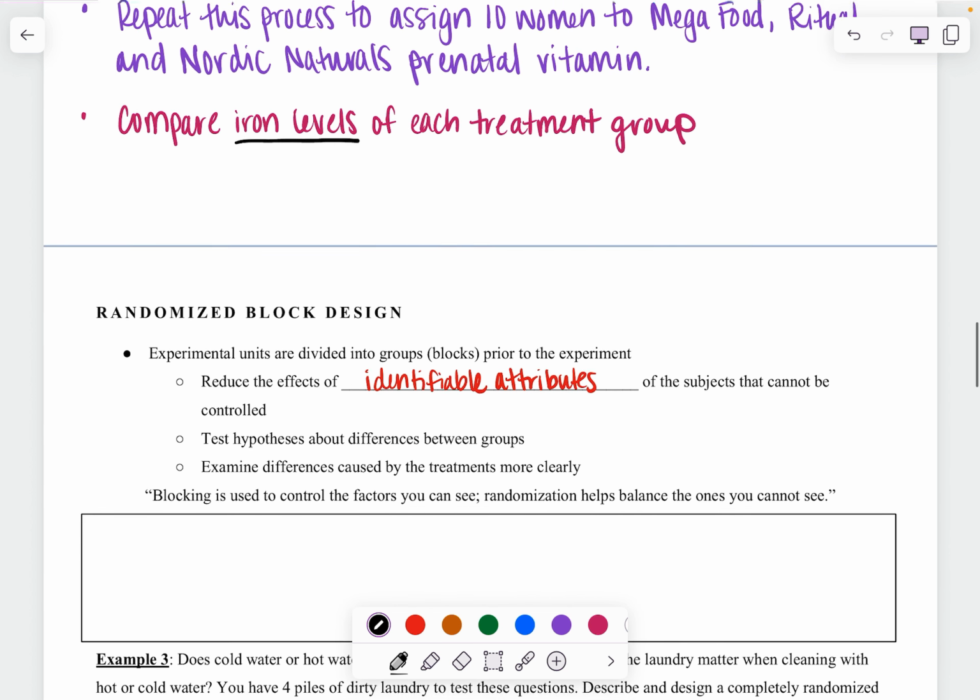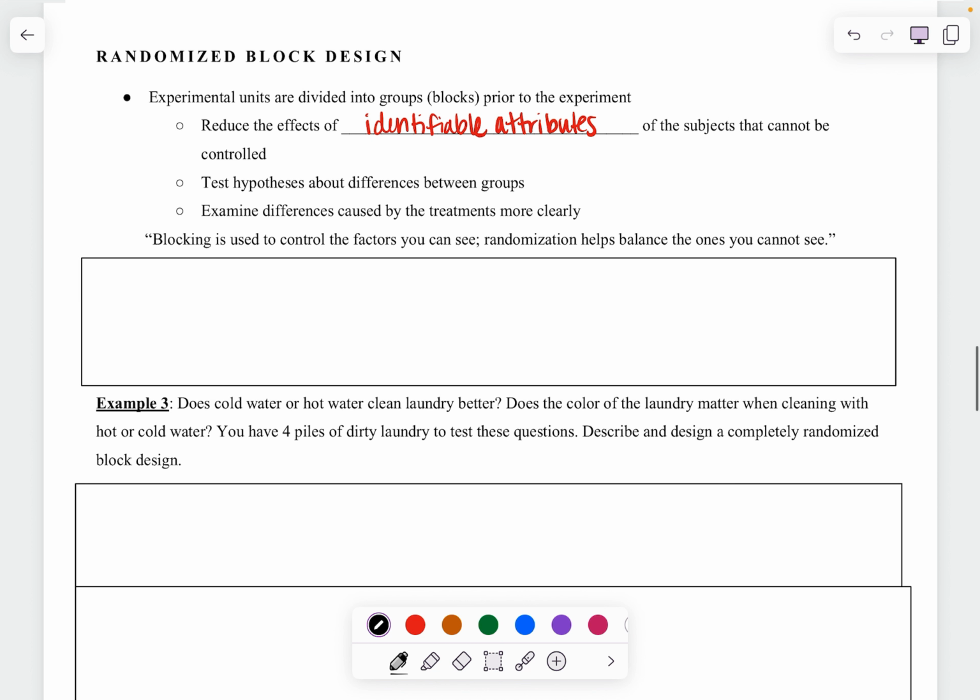So the next method is a randomized block design. With a randomized block design, this is not the same thing as stratified random sample. Yes, it's going to sound similar. You are grouping people together based on a like quality, but you are not doing stratified.